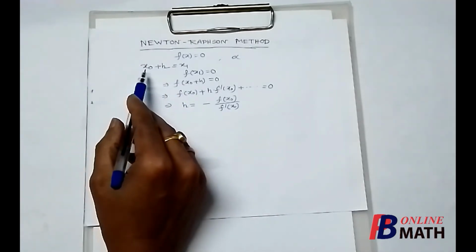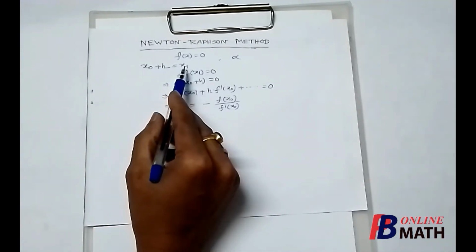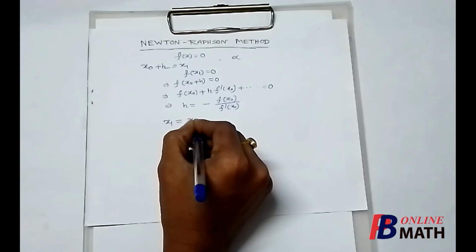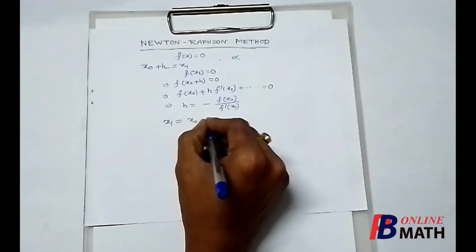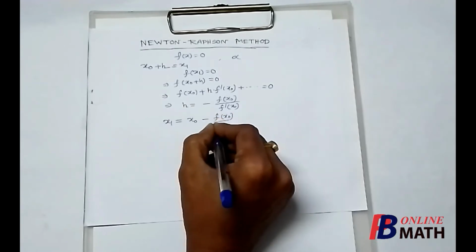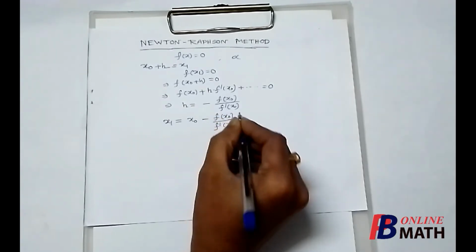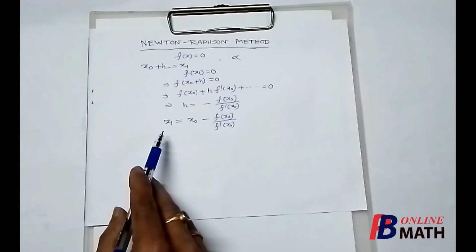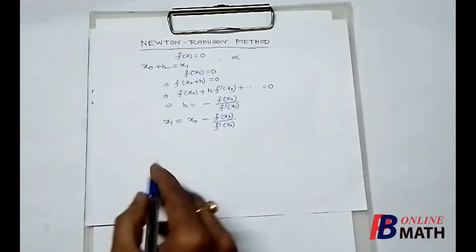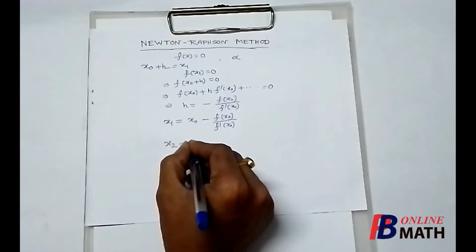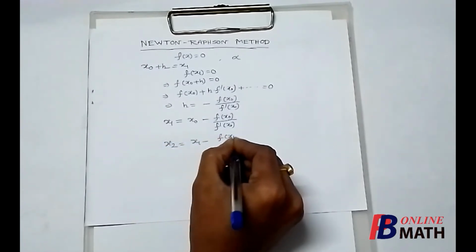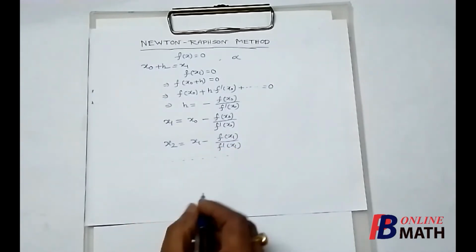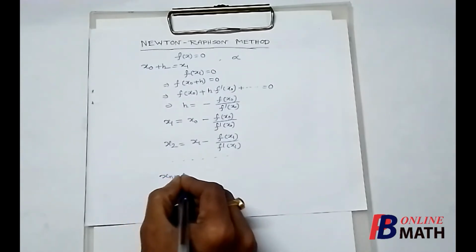So if x0 is the initial approximation and x1 is the better approximation, then x1 can be written as x0 plus the error term h, which is x0 minus f(x0) divided by f dash x0. So this is the first iteration formula. Now if x2 is the better approximation to x1, then we can write x2 equal to x1 minus f(x1) divided by f dash x1.